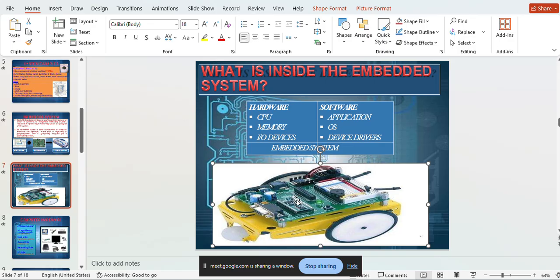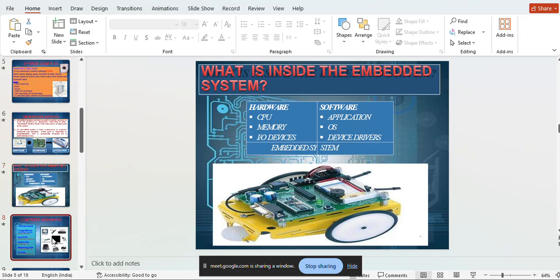So here in this image you can see there is a microcontroller and there are multiple IO devices. These are fully made like a project or a model. You can draw the block diagram of an embedded system, and write the CPU and all the components inside that box: memory, IO devices, applications, OS, device drivers, etc.